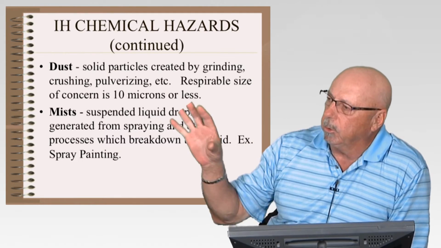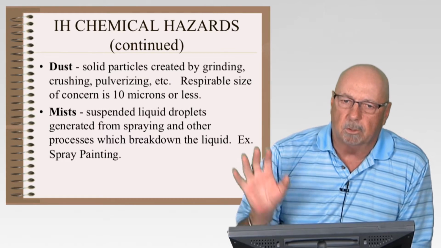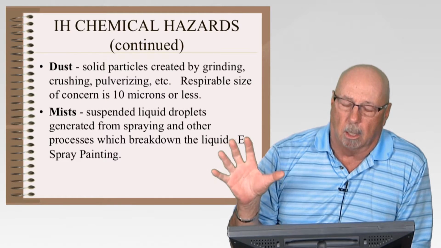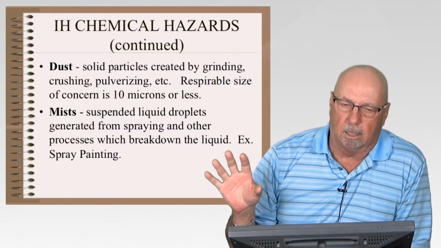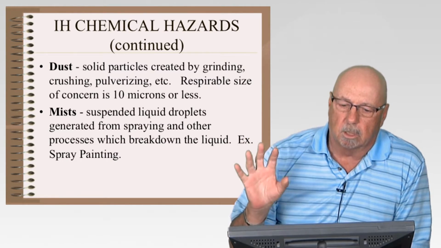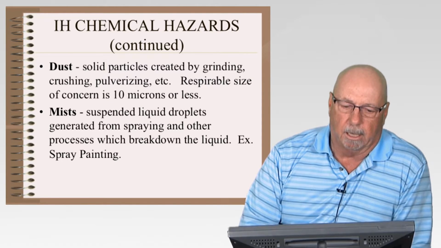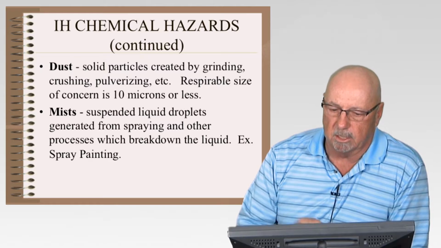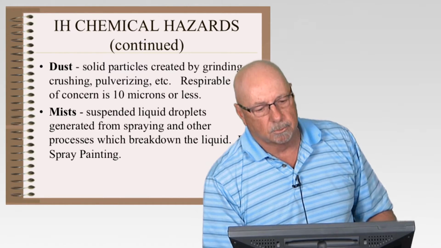So the dust that you can see blowing out in a dust storm, again, those particles are very large. They're probably close to the 100 micron size range. We're most concerned about those that can get into the respiratory tract system, which is going to be 10 microns in size or less.